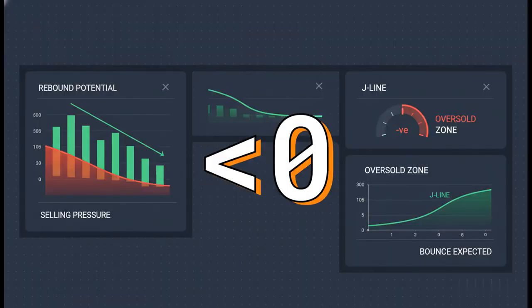And conversely, when the J line drops below 0, well, that indicates a severely oversold condition. This means the selling pressure has been just brutal, and the market could be seriously due for a rebound or at least a quick bounce.